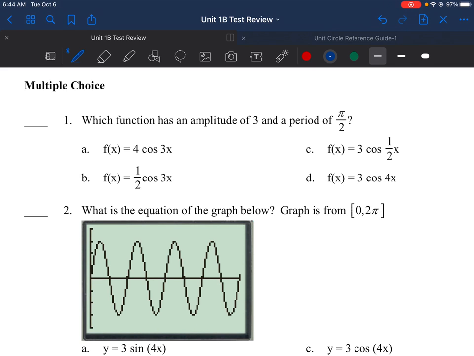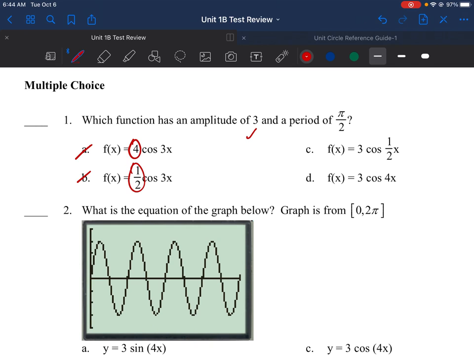Well, we know that the amplitude represents the a term. The absolute value of the a term is going to be the amplitude. So let's look at the a terms here. Answer choice A has an a term of 4. So this would be wrong. This has the wrong a term. Answer choice B has an a term of 1/2. This would be incorrect. C and D both have amplitudes of 3. Okay, so we've got the amplitude of 3.